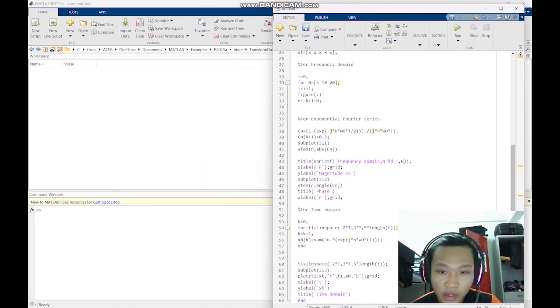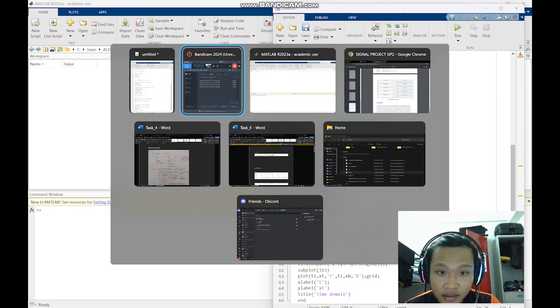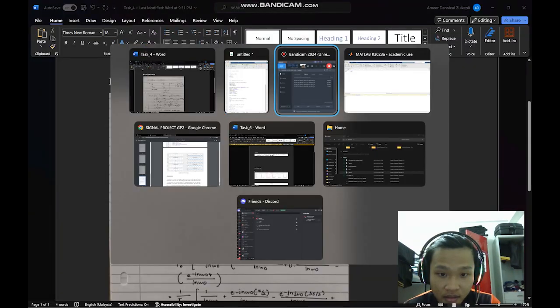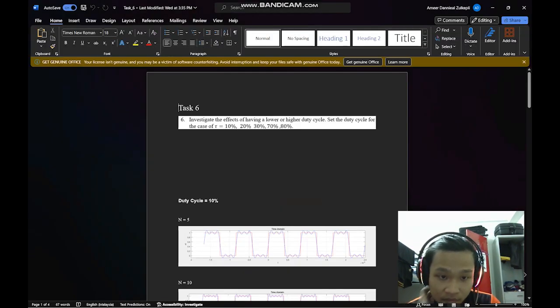Assalamualaikum. Now I will explain about task 6. Task 6 is about investigating the effect of having a lower or higher duty cycle, and setting the duty cycle case for case: 10%, 20%, 30%, 70%, and 80%.